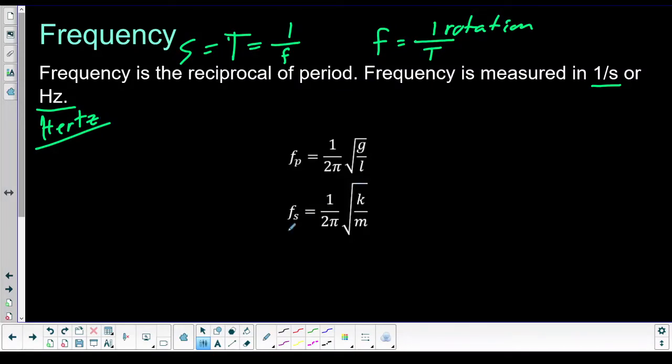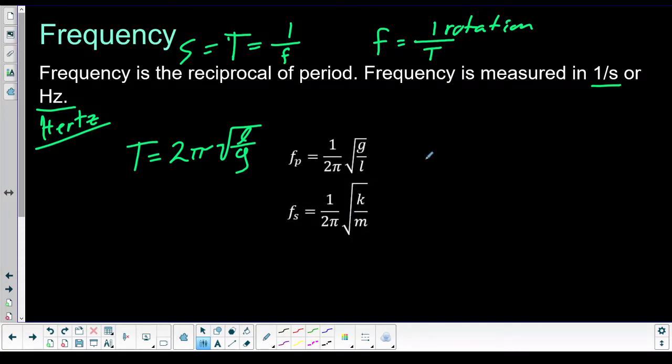Anyway, to get the equation for the frequency, we take our equation for the period, 2 pi times the square root of L over g, and we flip this whole thing. So we flip the 2 pi, it's 1 over 2 pi. We flip the fraction inside the radical, it's g over L now. Same thing here with the frequency for a spring oscillator. Same deal. It's the same period equation flipped, and here you go.